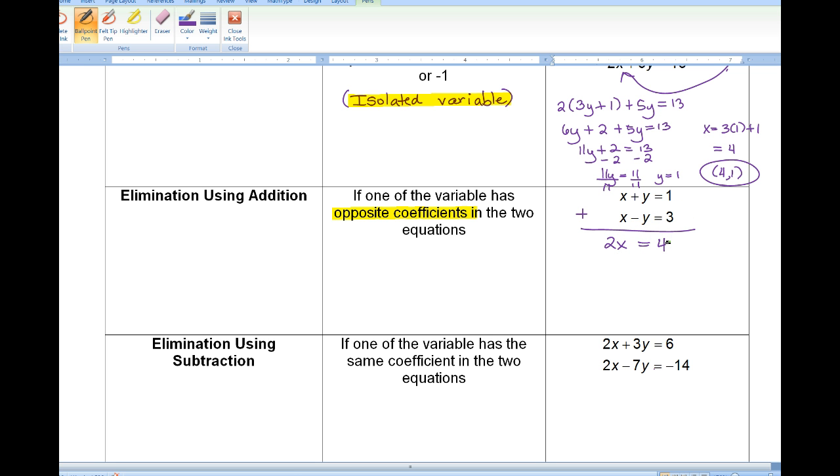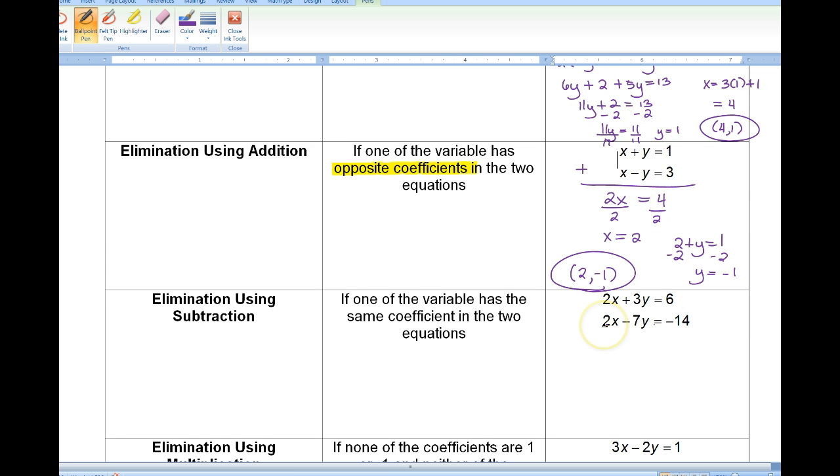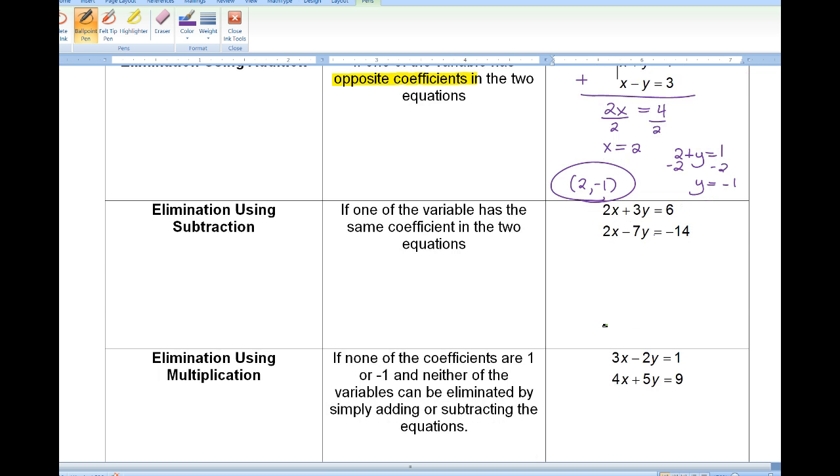Where's that 4 come from? 3 times 1 is 3 plus 1. I just skipped one step. So what do we get when we solve for x? And then how do we find the other one? Just substitute it back in. 2 comma negative 1. Okay, that was using addition.